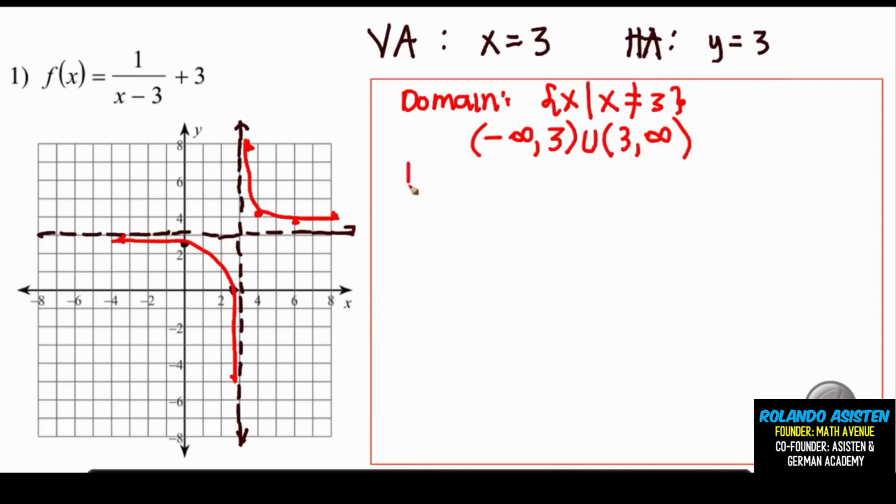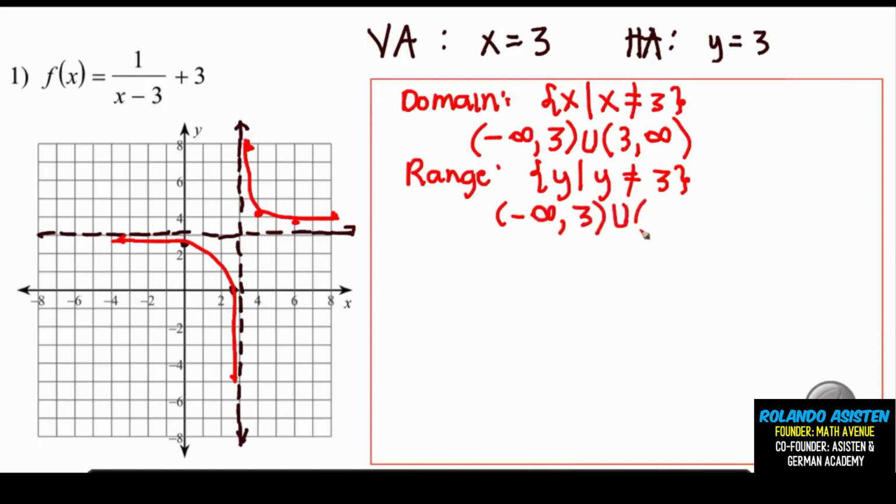The range is the set of all y's such that y is not equal to this horizontal asymptote, which is equal to 3 as well. And in interval notation, we write from negative infinity up to 3 union. So I'm reading from here, going here, and then starting here again, going up from 3 up to positive infinity.